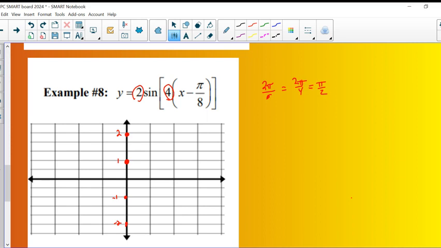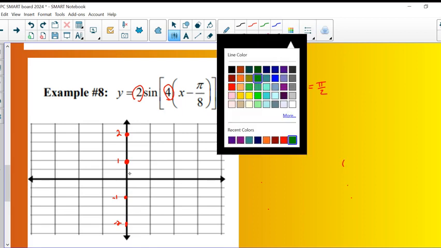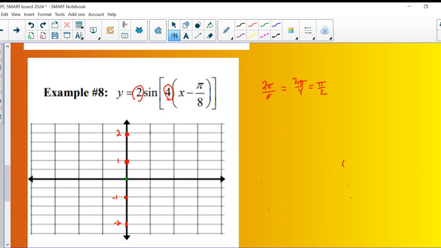Okay, and it's normal sine. I don't have any negative reflections. So I'm going to start at 0, 0 at the equilibrium marking. I'm going to go up to 2, back to equilibrium, down to -2, and back to equilibrium. So I'm drawing my sine wave. Remember, it's everything except for the phase shift, right? Going up to here, and then going back down to here.